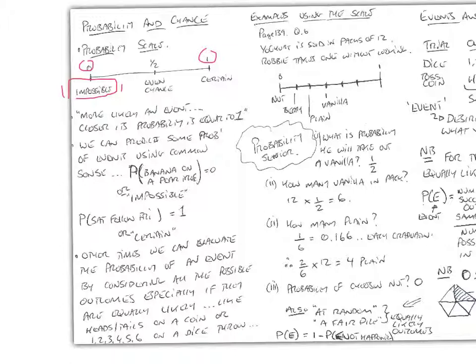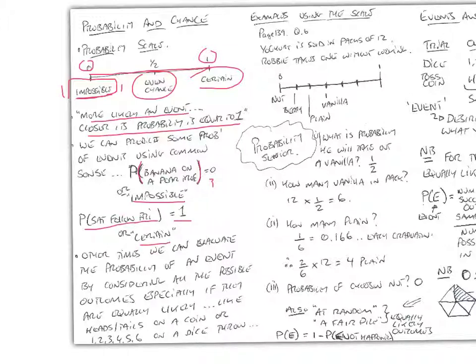They have certain probabilities, and in words we might say that the probability of Sunday following Monday is impossible, but the probability of Sunday following Saturday is certain. So the more likely an event, the closer its probability is to 1, and this is the probability scale here. And we can predict some probabilities of events using common sense, like the probability P of a banana growing on a pear tree, that's 0, or it's impossible. And as I said earlier, something like the probability of Saturday following Friday is equal to 1.